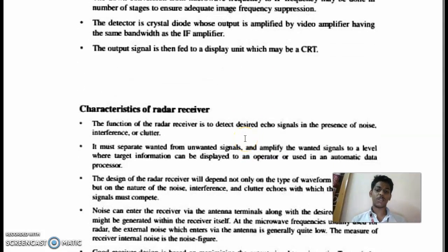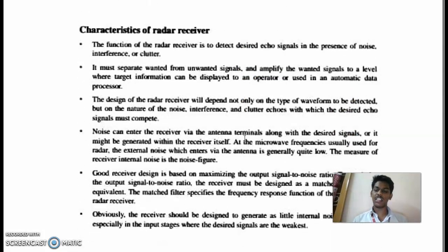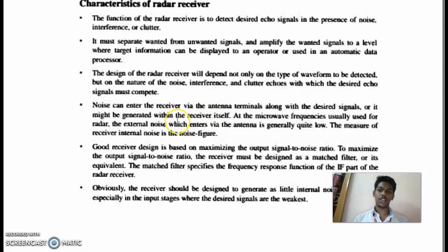Next, let me discuss the characteristics of the radar receiver. The first one is that the function of the radar receiver is to detect the desired echo signal in the presence of noise, interference, or clutter. It must separate wanted signals from unwanted signals and amplify the wanted signals to a level where target information can be displayed to an operator or used in an automatic data processor. The design of the radar receiver will depend not only on the type of waveform to be detected, but on the nature of the noise, interference, and clutter echoes with which the desired echo signals must compete.